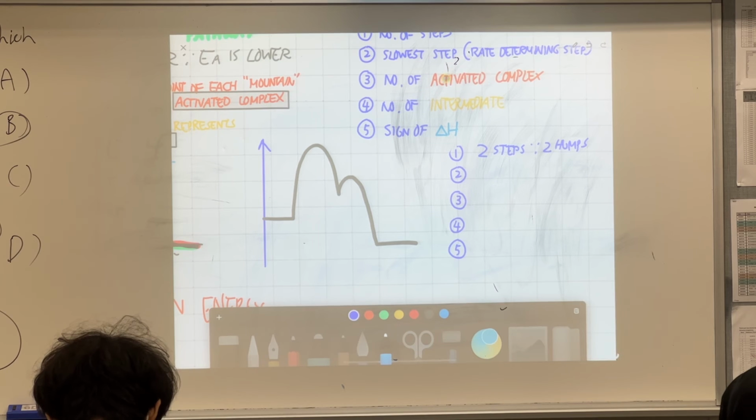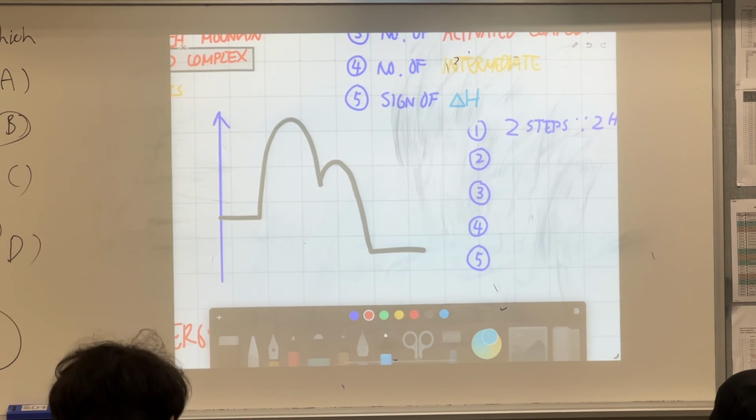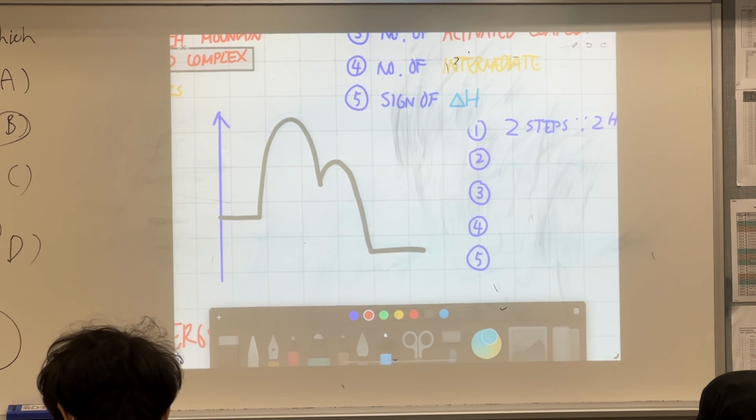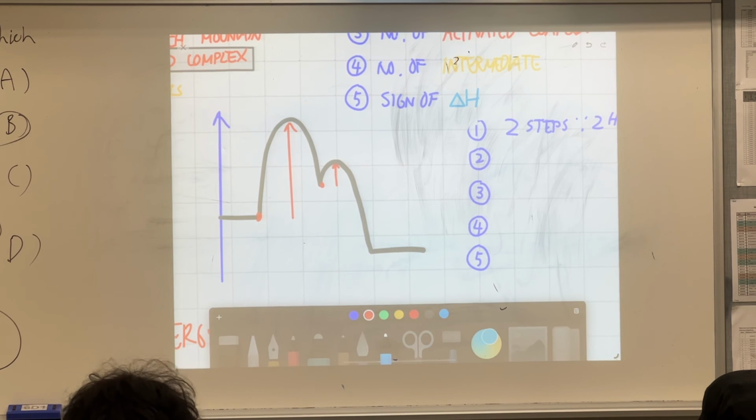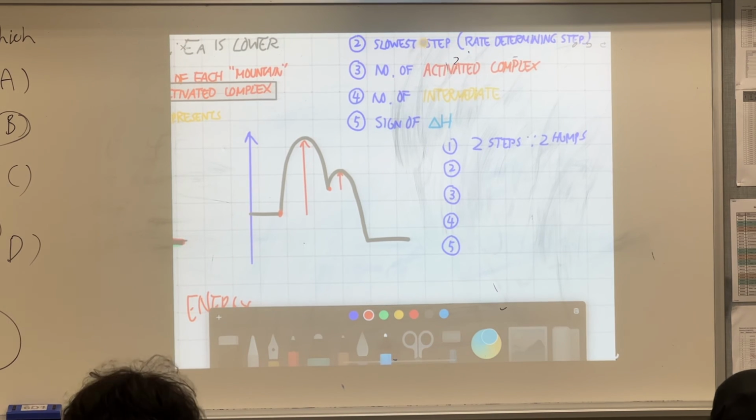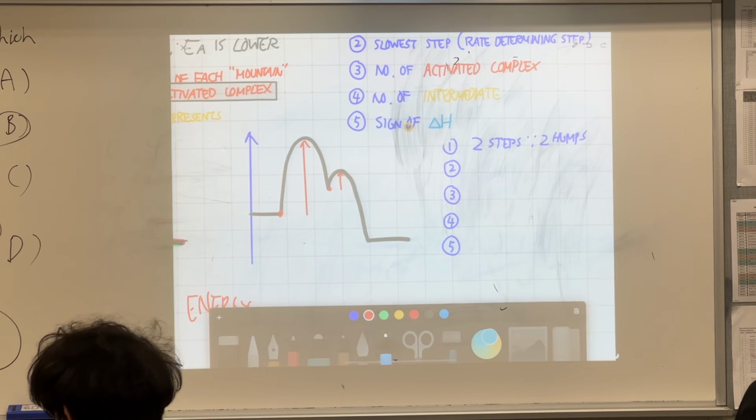Number 2. Which is the slowest step? To do this, you need to first find how great the activation energy is. Remember, you draw it from the left shoulder to the top of the mountain. This is the left shoulder, and you draw it to the top of the mountain. Which is longer? The left one. The bigger the EA, the faster or the slower the reaction? Slower. So which is the slower step? The first step. Yes, so the first step.